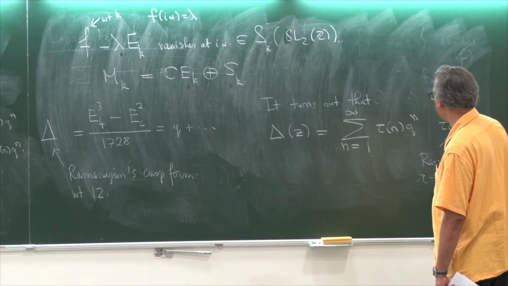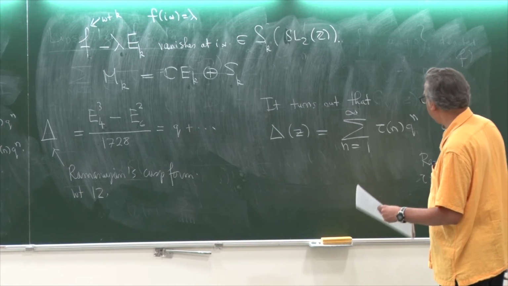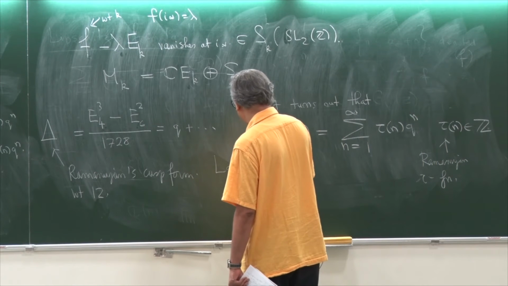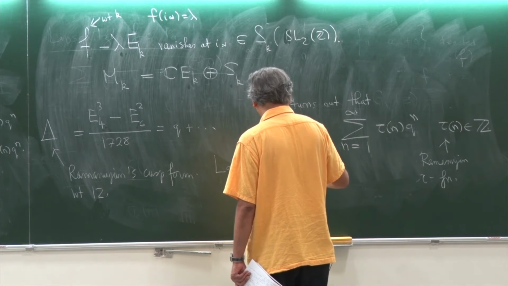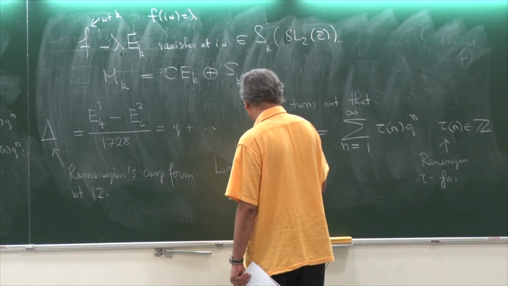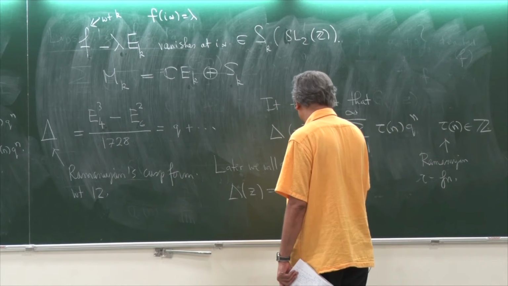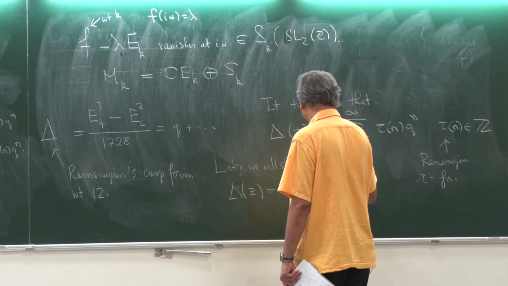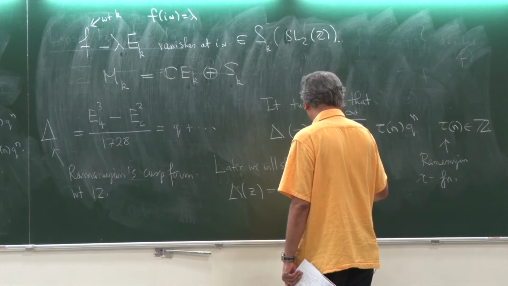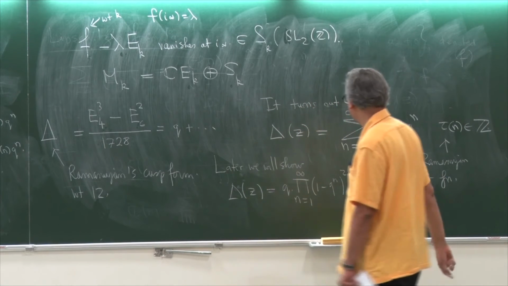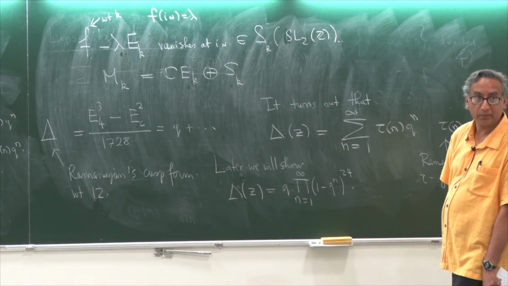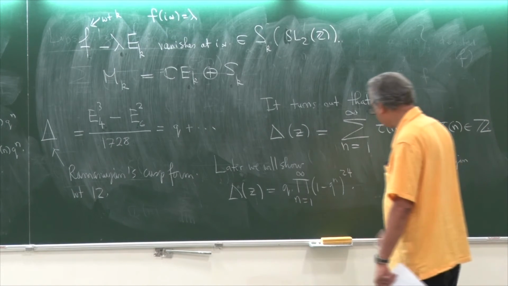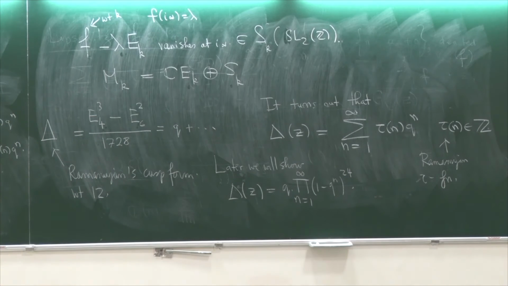But for now, I just wanted to point this out, and the fact that later we will show that delta of z is actually a product. So later we'll show this. This kind of ties up with my first lecture where I was talking about Q expansions and products of this type. This is not a trivial fact to show, but it's a very cute thing to show.